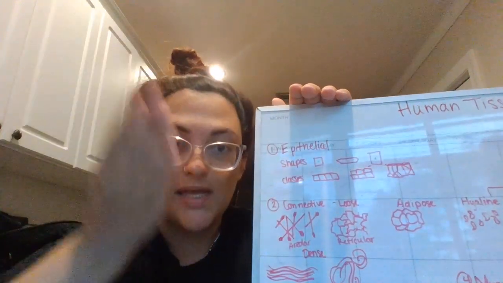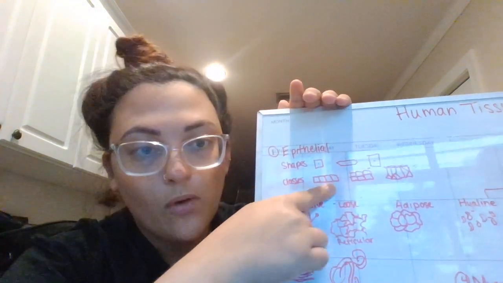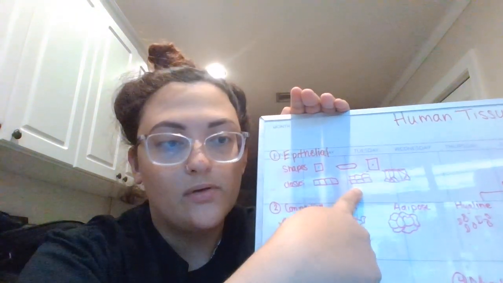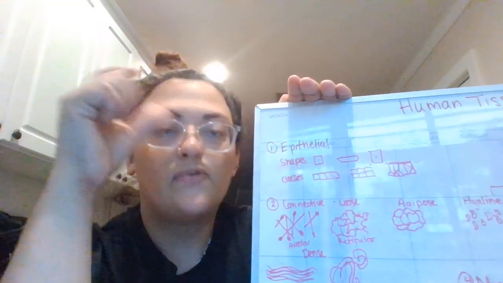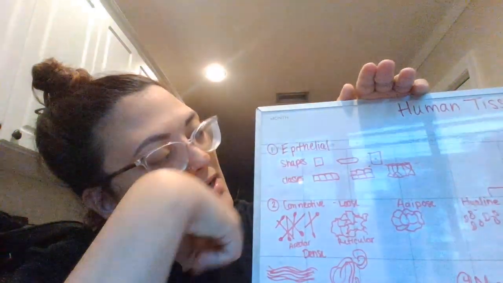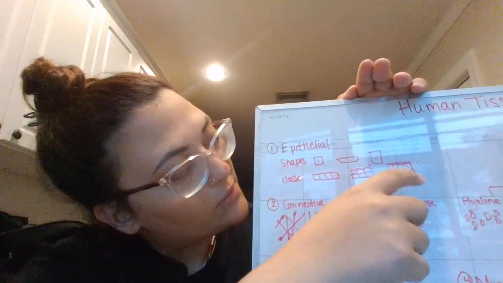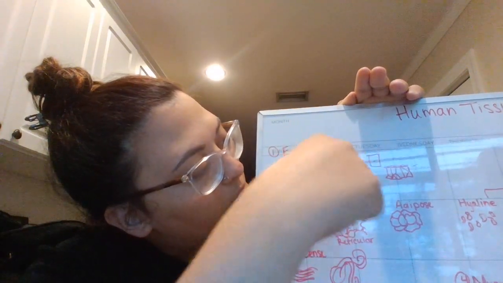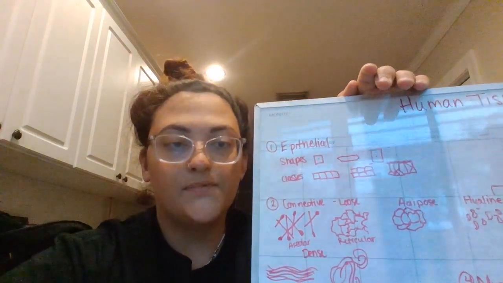The way you would label an epithelial tissue is like simple cuboidal, or stratified cuboidal, or pseudostratified columnar right here. You could also do simple squamous, simple columnar, stratified cuboidal, stratified squamous, and on and on. So that is the epithelial tissue.